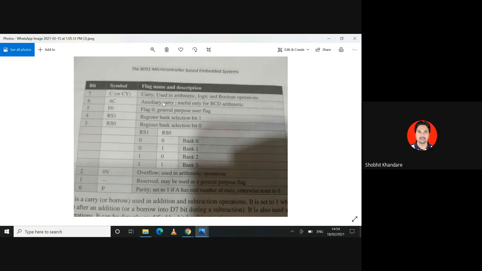Write down: This bit indicates a carry from the lower nibble. In brackets, write lower 4 bit, then close the bracket and continue writing: during 8 bit addition. Full stop.